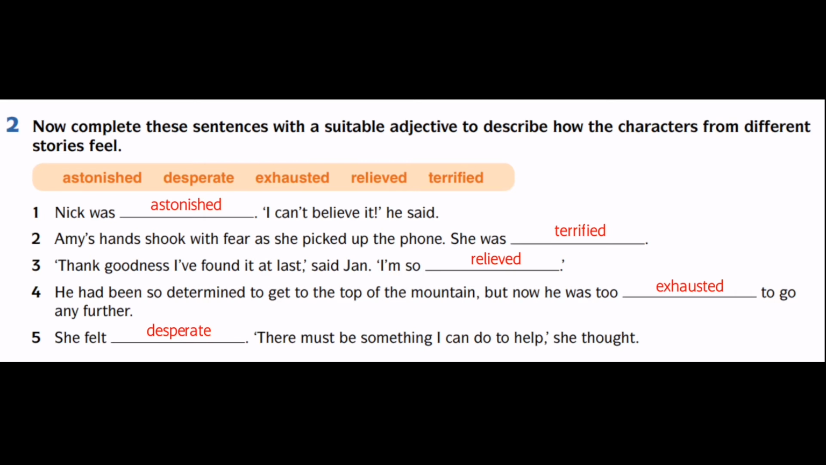Okay, for this one, because I already asked you to do question number two, I don't give you any time for this task, because I already asked you to do it just now. So if you have any problem, you can always ask me. Or if you haven't done question number one and two, then before I let you check the answers, pause the video first so that you can do it on your own.